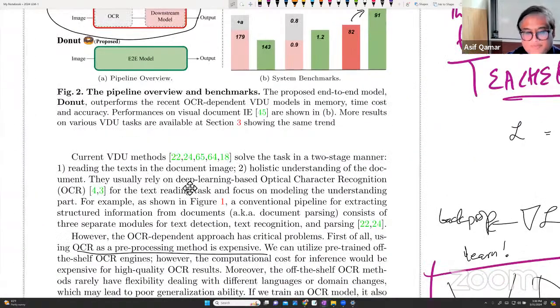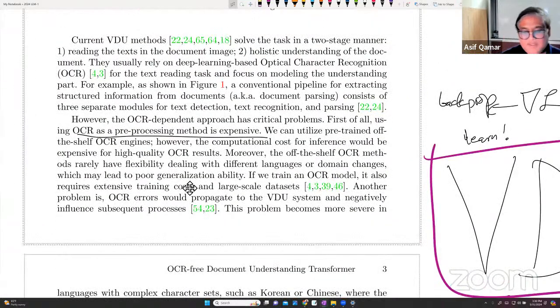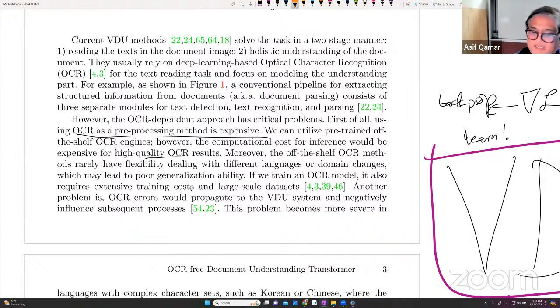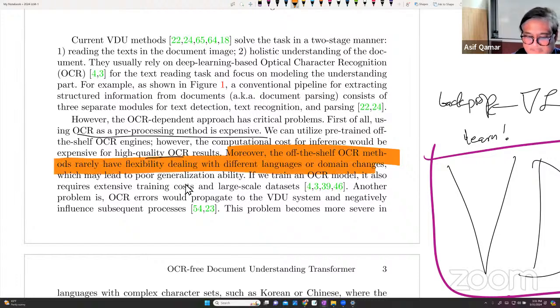Okay, so we move forward. The computational cost of inference would be expensive for high-quality OCRs. Moreover, the off-the-shelf OCR methods rarely have flexibility, and this part I'll highlight. It's not just the cost, because you have hit a wall. Even if you were rich, off-the-shelf OCR methods rarely have flexibility dealing with different languages or domain changes, which may lead to poor generalization ability. If we train an OCR model, it also requires extensive training costs and large-scale datasets. OCR is also hard to train.